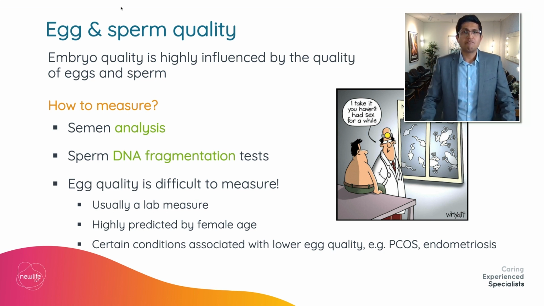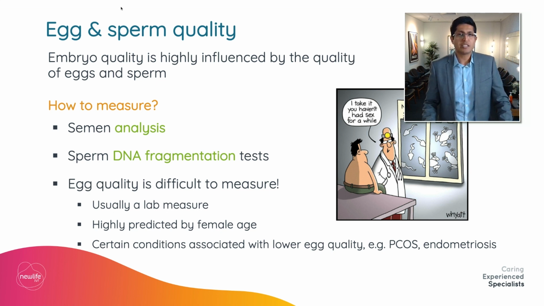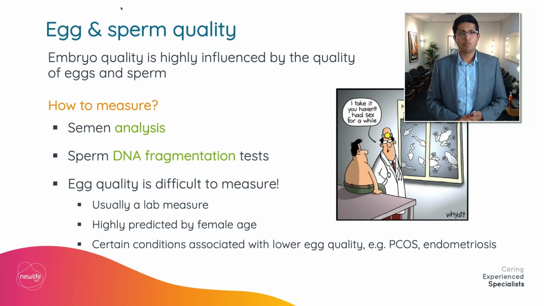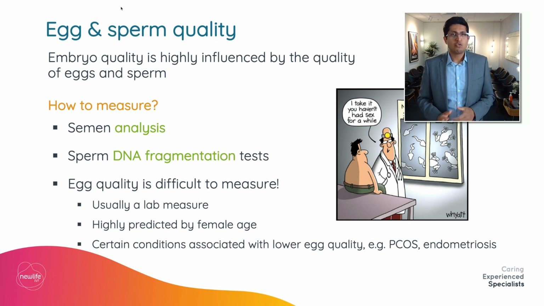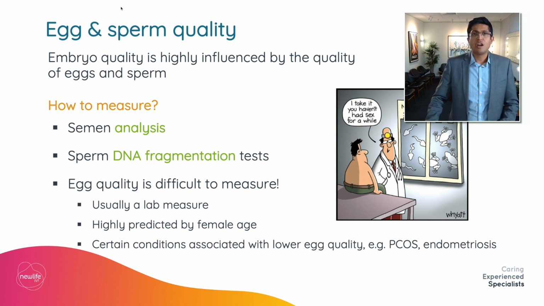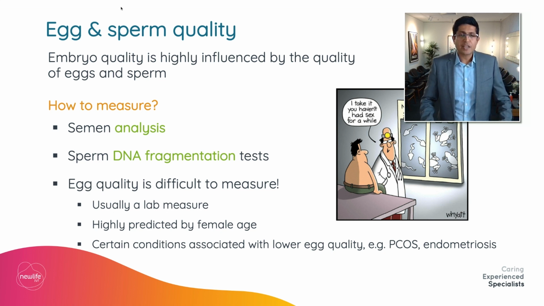To get a view of an egg, normally it has to be already in the lab, so really only through the IVF process. People do ask me, do AMH and raised FSH levels predict quality? Not reliably is my answer. I think they give us an indication of quantity of eggs rather than quality. The quality of eggs is, though, highly predicted by female age.